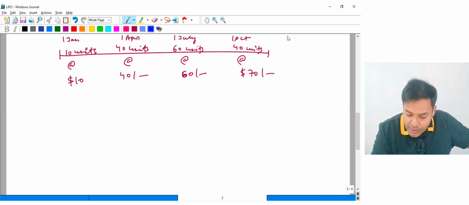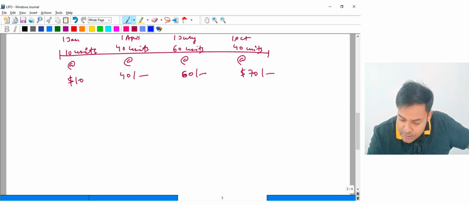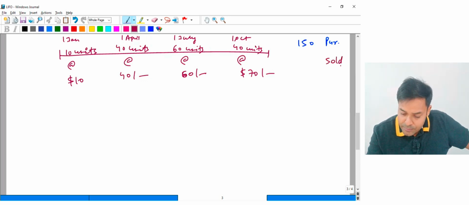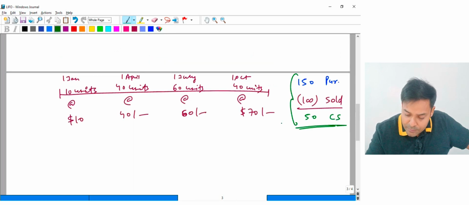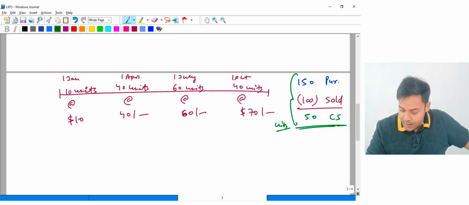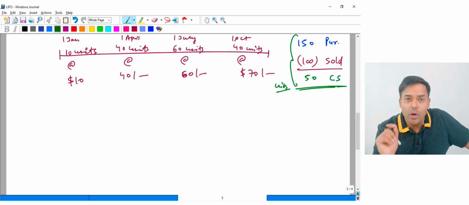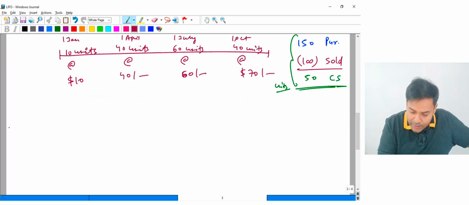So how many units did you purchase? You purchased 50, 110, 150 units. Let's say you have sold 100 units. So what is the closing stock? Closing stock is going to be 50 units. All of these are units. Now let's see what the dollar values are going to be. We are going to use the same format we used earlier, that means COGS and closing stock.